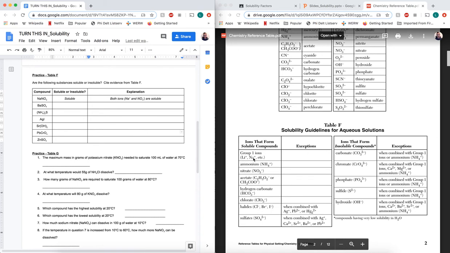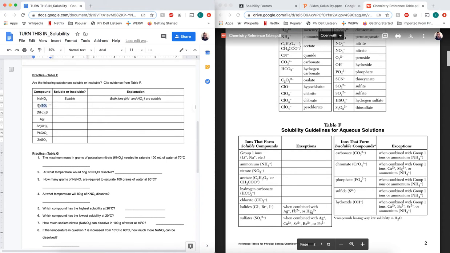You have lithium and sodium right here, and everything else in that first column of the periodic table is soluble. Are there any exceptions to this rule? No, there are no exceptions to this rule. They're always soluble. You'll also find that you have nitrate down here. Nitrates are also always soluble with no exception. So this compound is soluble because both ions are soluble. So let's look at the second one.